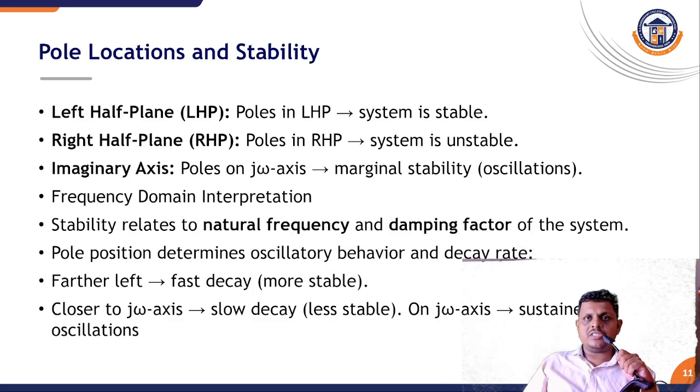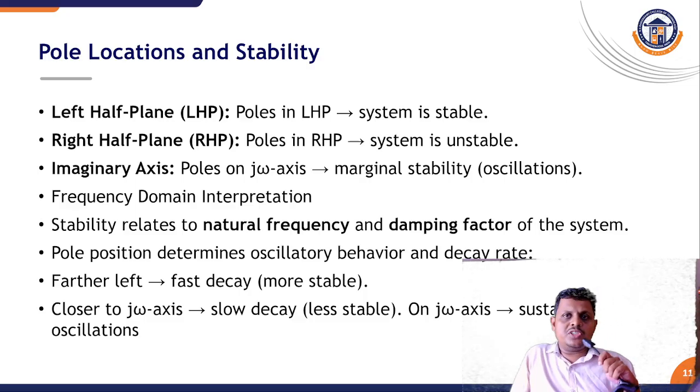And next one, that is pole location and stability. Based on this, we have already discussed that if the poles are in the left half plane, the system is stable; in the right half plane, the system is unstable; and on the imaginary axis, it is marginally stable.